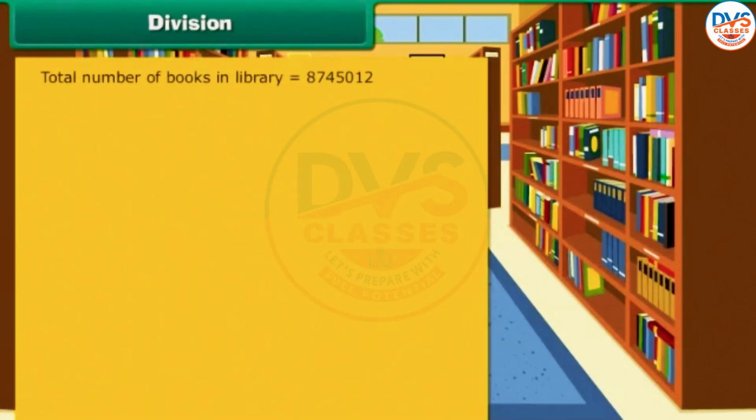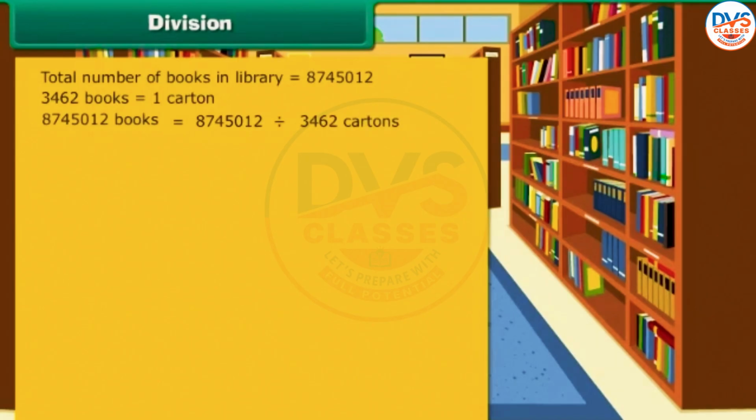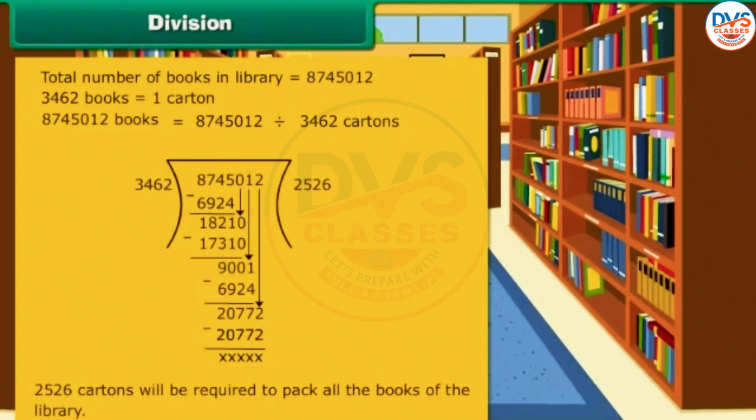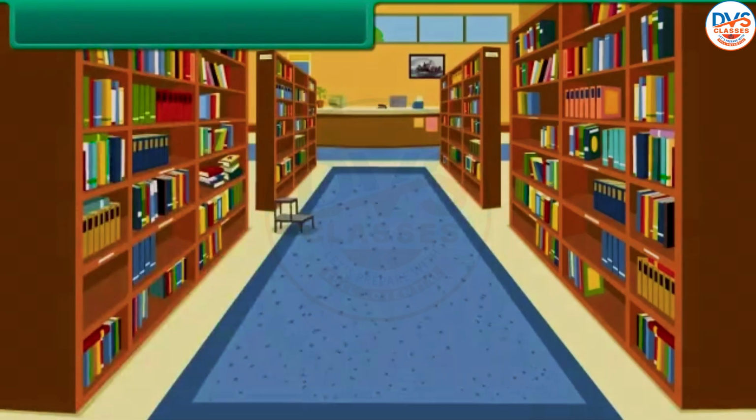Total number of books in library is equal to 8745012. 3462 books is equal to 1 carton. 8745012 books is equal to 8745012 divided by 3462 cartons. Therefore, 2526 cartons will be required to pack all the books of the library.